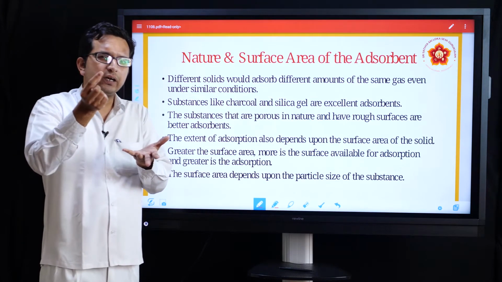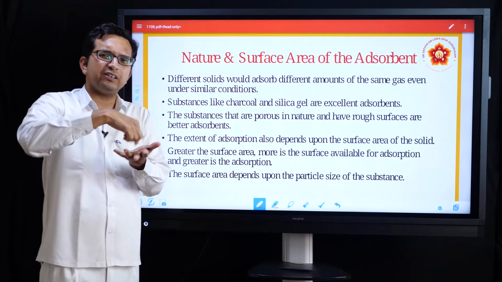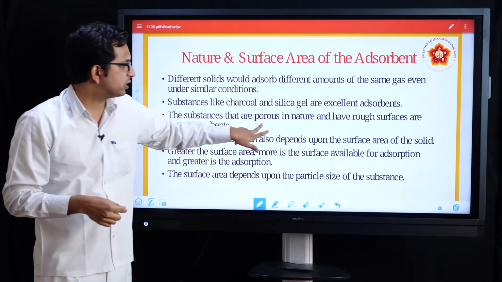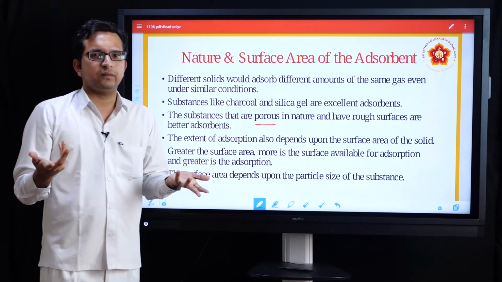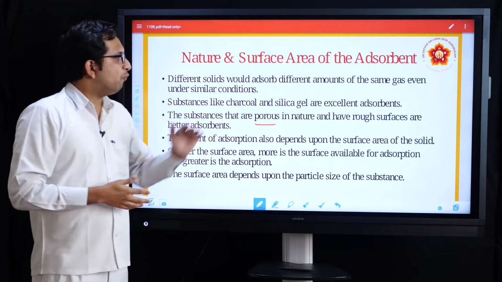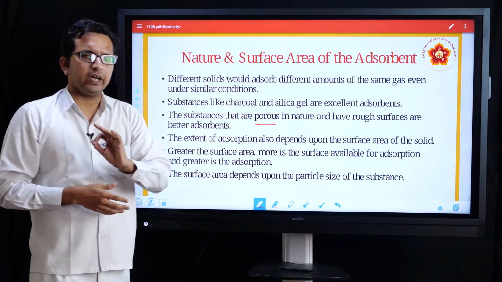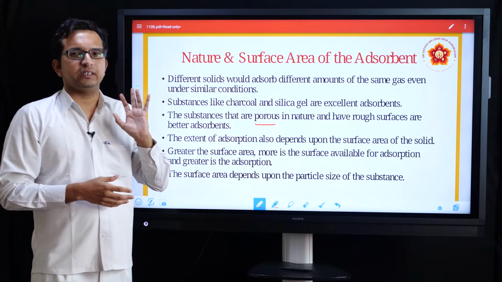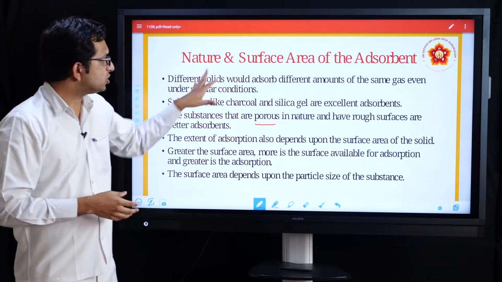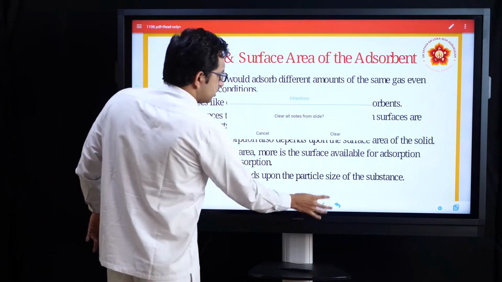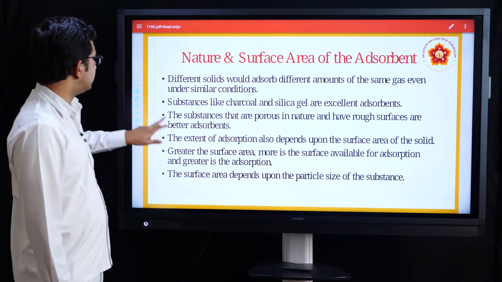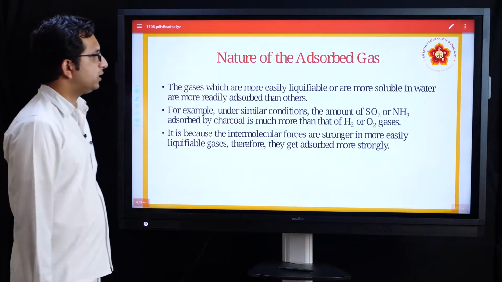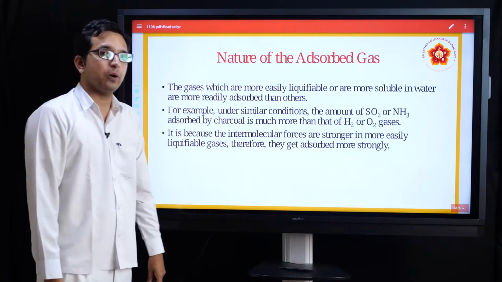Whereas small particles can very easily go and settle in those holes, the porous thing, as we call it. So this is how various factors determine how best the adsorption can take place. This was the study of the first factor for adsorption, that was nature and surface area of the adsorbent. The next one is the nature of the adsorbed gas.